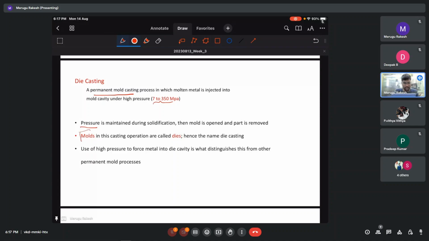So these molds are typically made of metals, and we call them dies. Hence the name die casting. There are two types in die casting. High pressure to force the metal into the cavity is what distinguishes it from the other. So we are using high pressure to force the metal into the cavity. We will discuss this further.